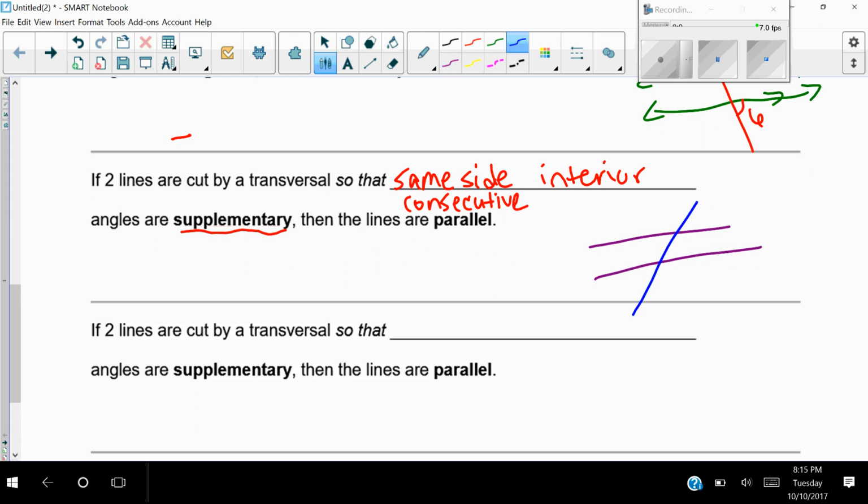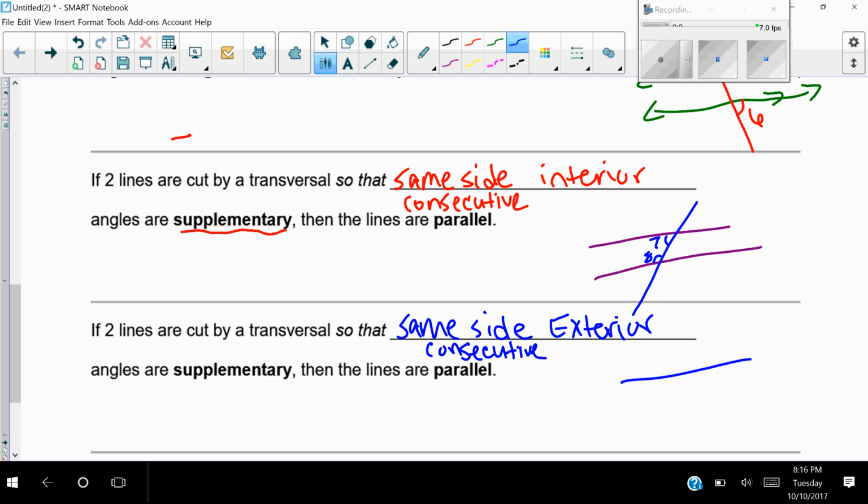So same side, we're on the same side, but they're both inside between my parallel lines. So we're gonna, something like this. You can say that 5 and 6, so 7 and 8. Also, same side exterior or consecutive exterior.